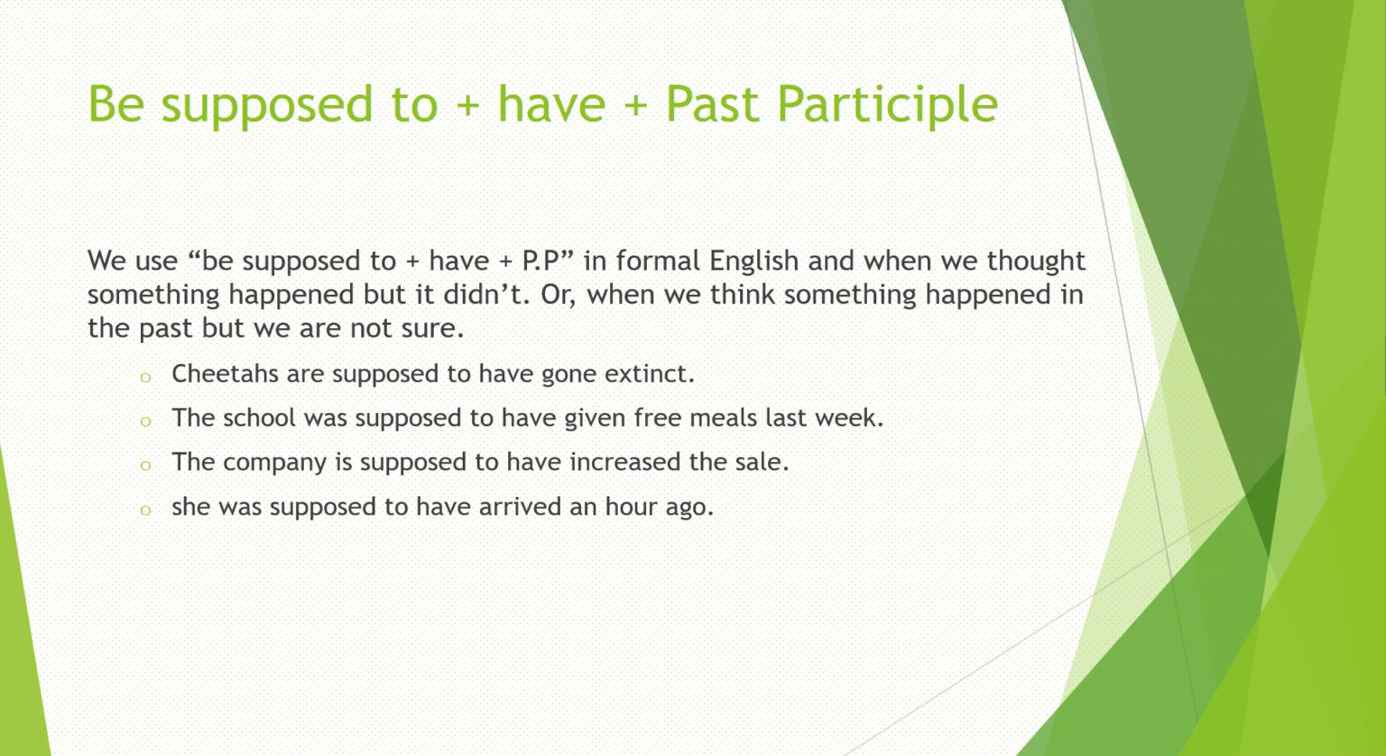For example, cheetahs are supposed to have gone extinct. The school was supposed to have given free meals last week. The company is supposed to have increased the sale. In this example, we think it happened, but we're not sure. We're not sure whether or not the company increased the sale, but we think it happened. Or maybe we thought cheetahs went extinct, but it didn't happen. Cheetahs are supposed to have gone extinct, and she was supposed to have arrived an hour ago.